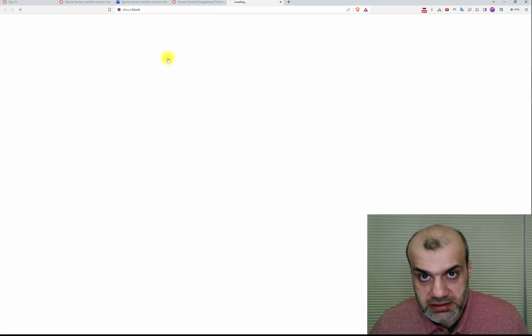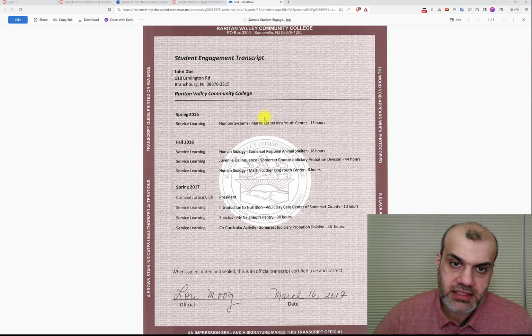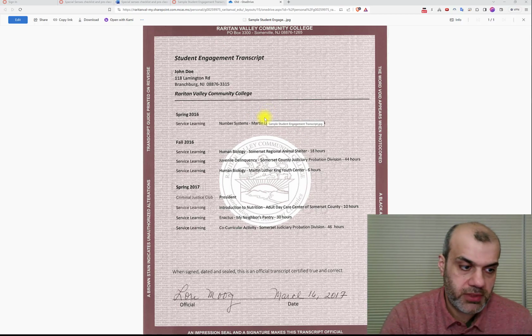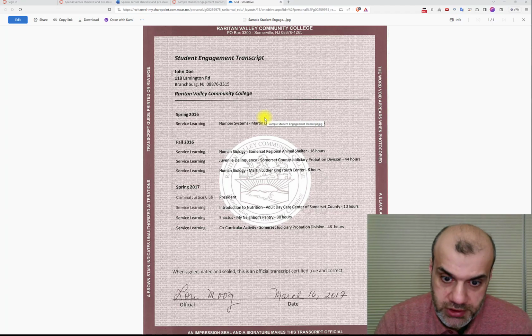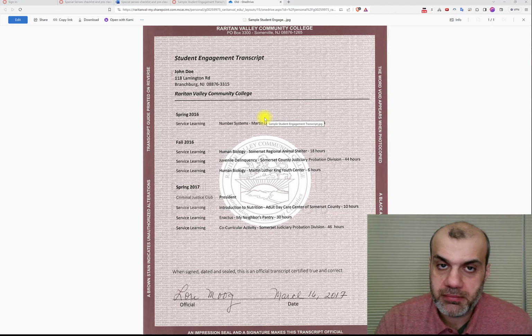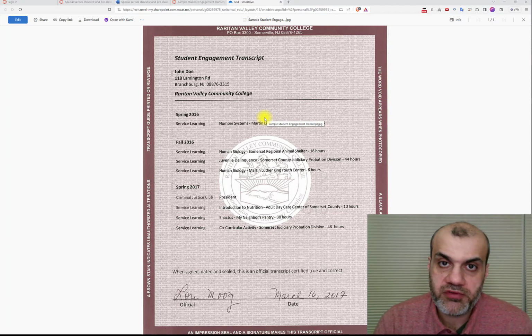It's called the engagement transcript. It will be something like this. You can have this in your application for nursing school, for occupational therapy school, for whatever program you are applying to. This will add weight to your application. It will add points to your application. It will make your profile distinct from the other profiles because it shows that you have been in a professional setting.